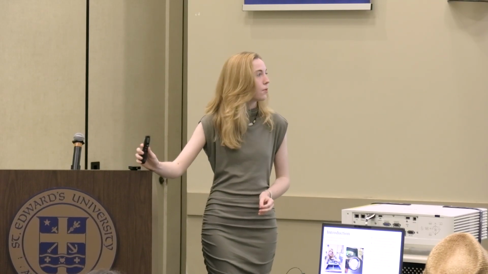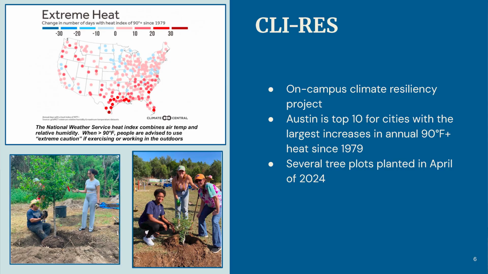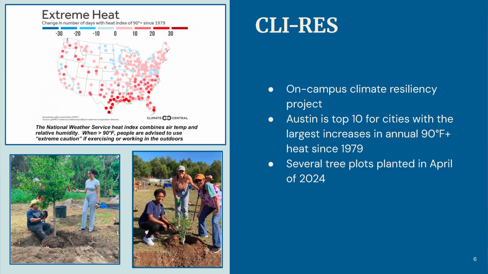My study is contributing towards the current CLIRES project, which is a campus resiliency project, and I will go a bit more into that. This is a heat map here. I mentioned earlier that we've had an increased number of 90-degree days since 1979. Austin is one of the top 10 cities for this, so we're just getting hotter and hotter here in the city, and CLIRES is supposed to help research this and look into the urban effects of this.